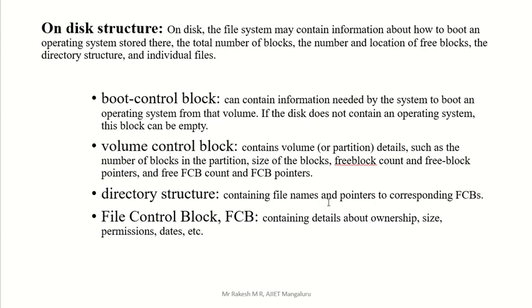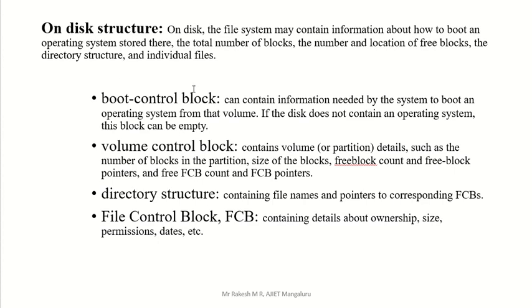Then the directory contains all the related information about a file and a pointer to the corresponding FCB, and the volume control block contains your volume details, free block size, free block count, number of partitions, how many blocks, every piece of information is there in the volume control block. The boot control block contains only boot code. If there is an operating system, then only we need boot code. Otherwise, if an operating system is not there, then this block is free. These are the things we have in the secondary device.